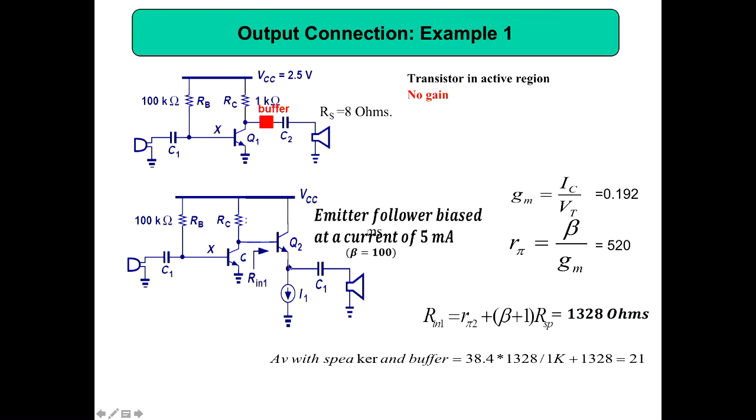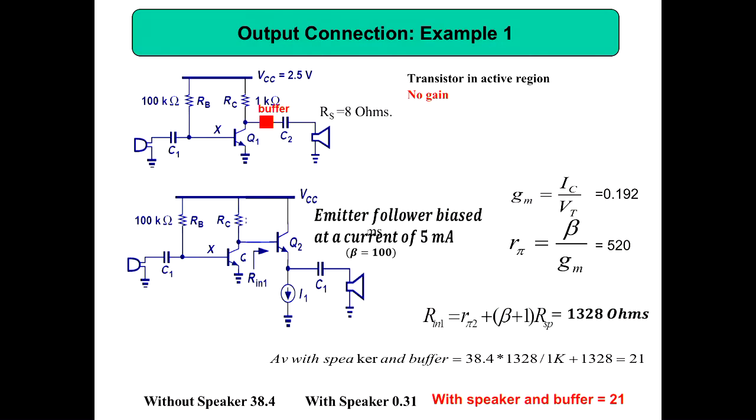Very high, infinity. So if you connect an ideal buffer, your 1328 value is close to infinity, and this will cancel out and you still get 38.4 here, close to that one. But because this buffer has a finite impedance, that is the reason you always get less than 38.4. You know what I meant? So this will solve the issue.